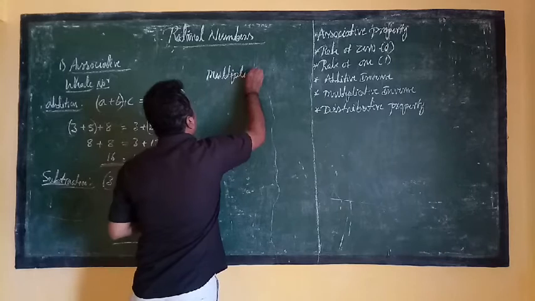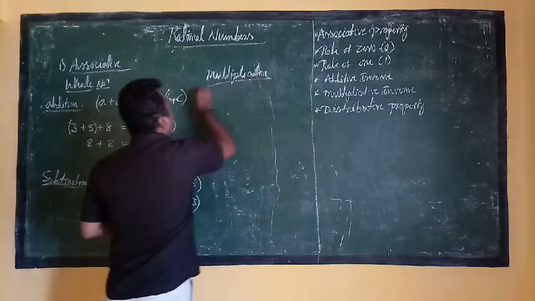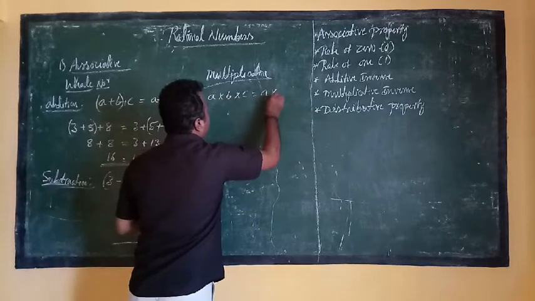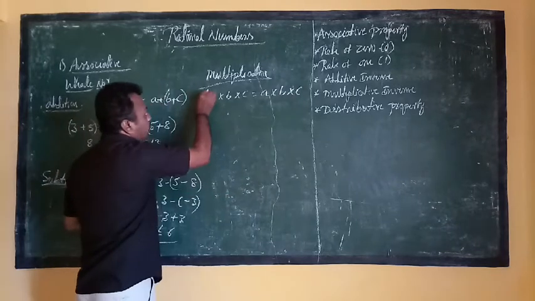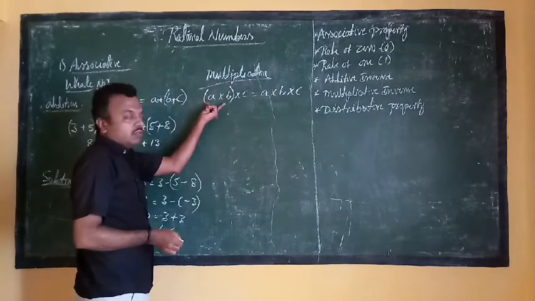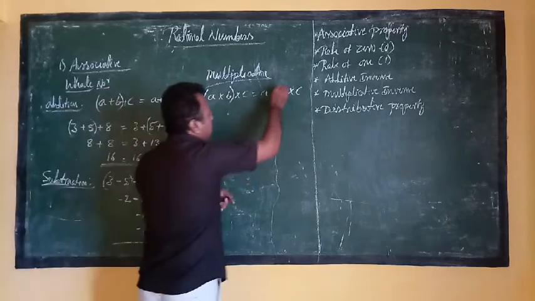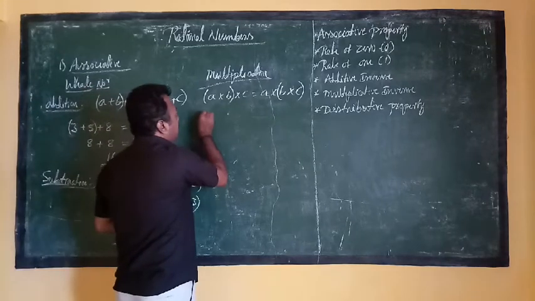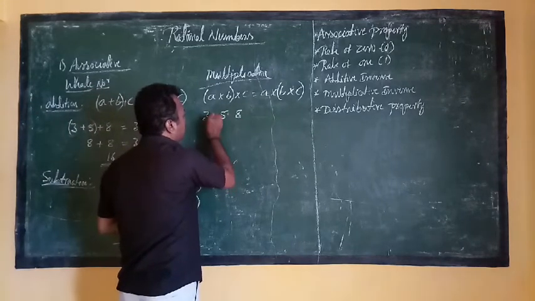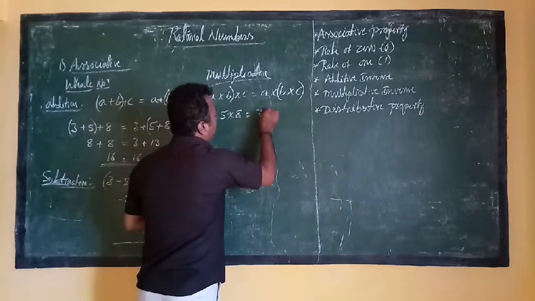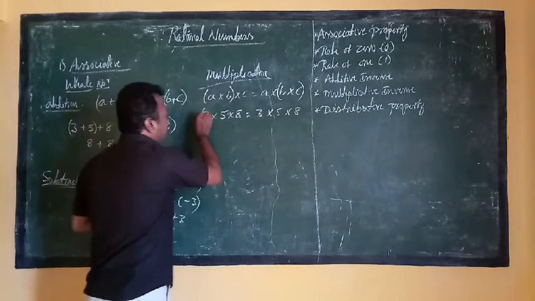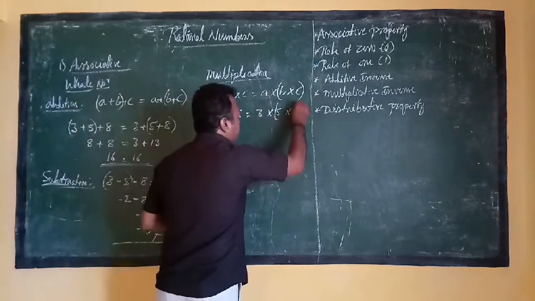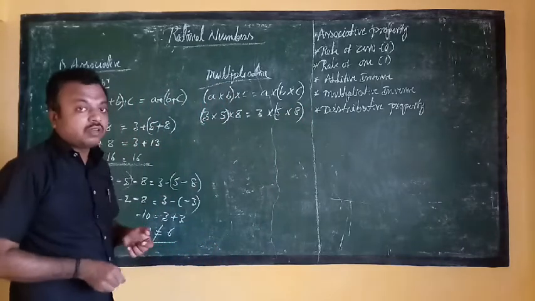In multiplication, see students, the result is the same: A into B into C is equal to A into B into C. I will make different groups on the LHS and RHS sides. Firstly I will group the first two numbers on the LHS side. Next, I will group the last two numbers on the RHS side. Next I will take the example 3, 5, 8. First we group the first two numbers on the LHS side. Next, on the RHS side, we group the last two numbers.